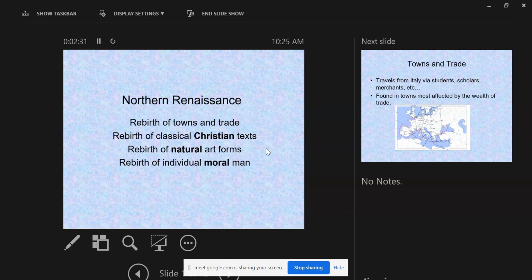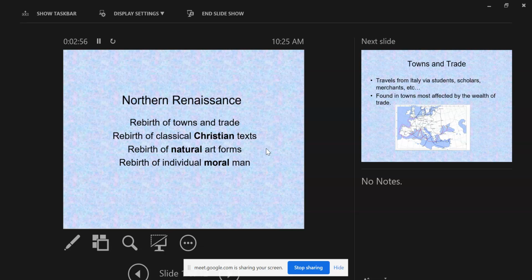It's also a rebirth of natural art forms. We didn't really get a chance to talk about how art changes last time. We're going to very soon, probably on Monday, look at art. Just look at statues, look at paintings from the Renaissance. And you'll see a real difference between the Italian Renaissance and what they're choosing to paint, what they're choosing to sculpt, and what the folks up north are choosing to sculpt and choosing to paint.